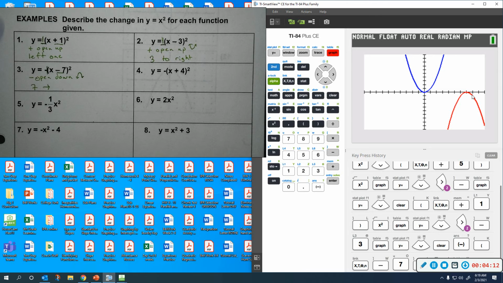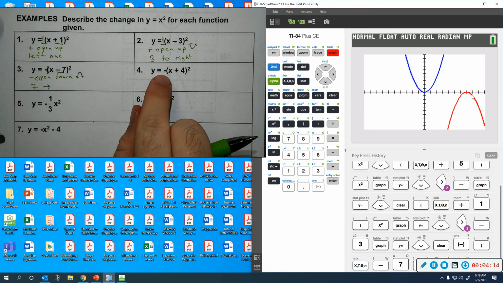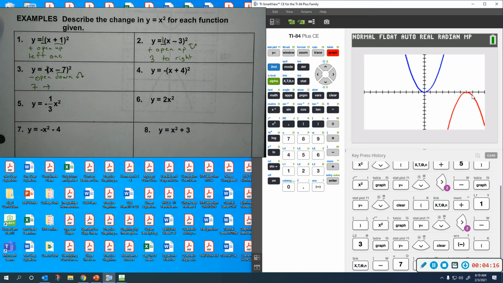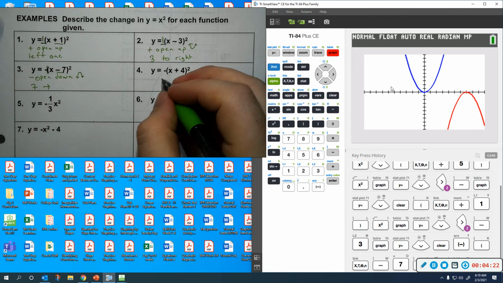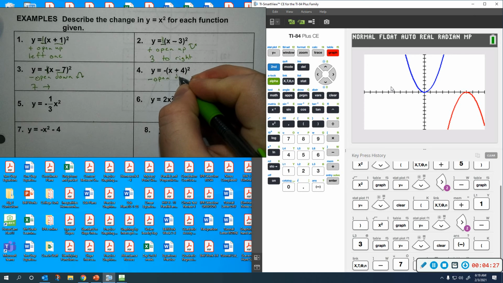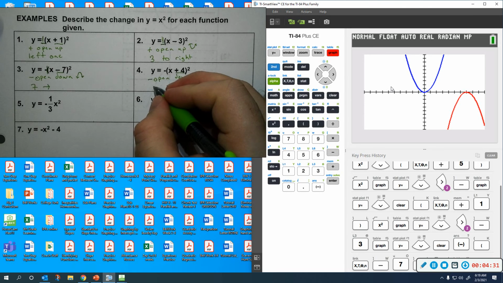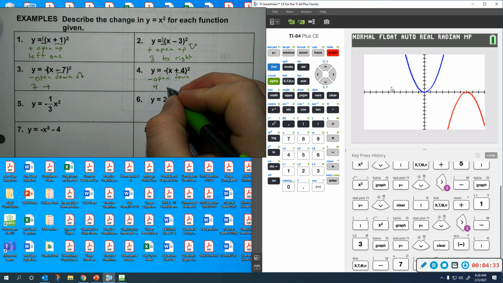Okay, number 4. We've got y equals negative x plus 4 squared. So it's a negative, which means it's going to open down. And it says plus 4, so we're actually moving 4 to the left.